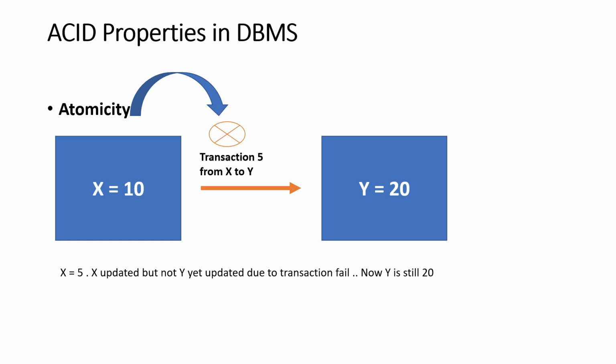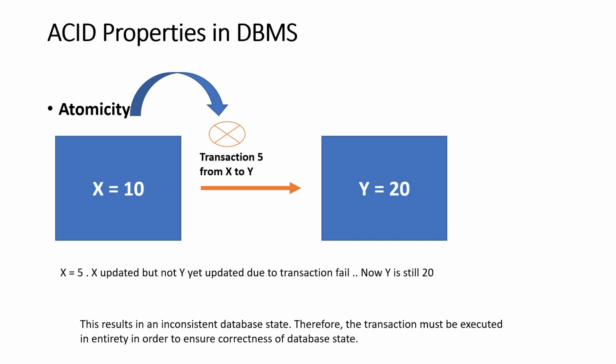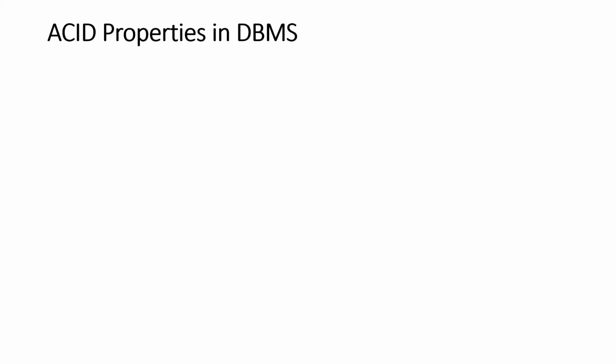Now Y is still 20. This result is an inconsistent database state. Therefore, the transaction must be executed entirely in order to ensure correctness of the database state. So if one transaction fails, the other transaction that was successful is also reverted. This is called the concept of atomicity. Hope you understand. Now let's move to the other properties. The second property is consistency.